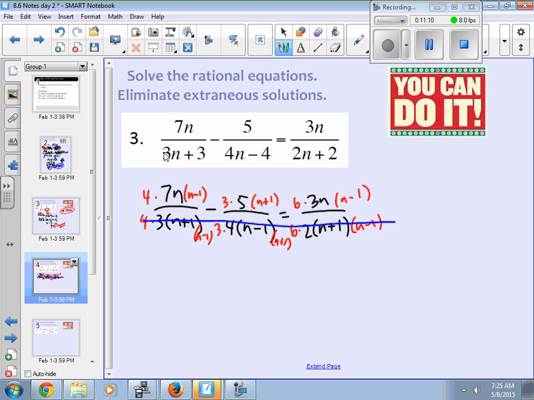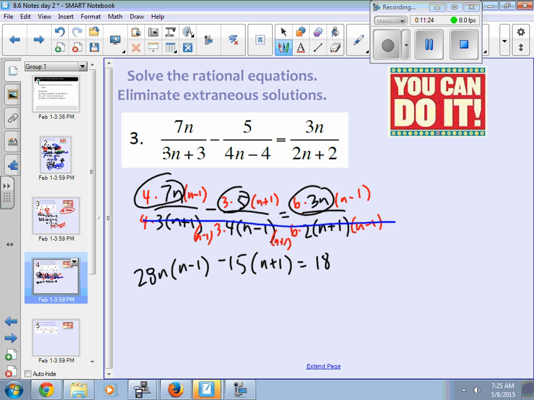So let's start by doing some multiplying here. If we multiply these, we're going to get 28n times n minus 1. If we multiply these, we get minus 15 times n plus 1. Multiply these, we get 18n times n minus 1. Now we got some distributing to do. Okay, distribute here. Again, make sure if there's a negative sign, you distribute the negative sign. So we want to do a bunch of distributing.